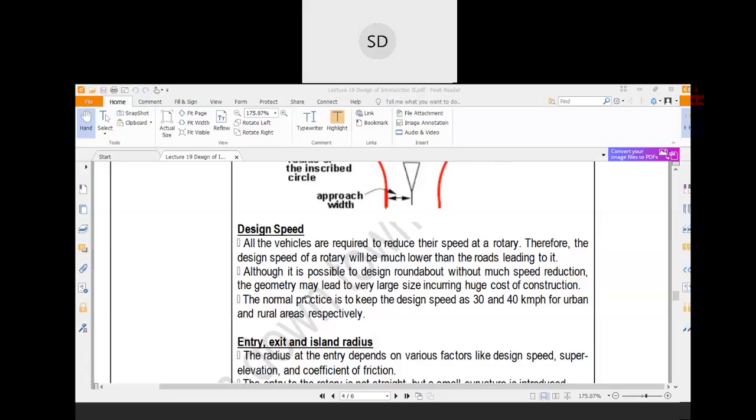Then the normal practice is to keep the design speed at 30 to 40 km per hour for urban and rural areas respectively in the rotary intersection. So your aim is to design the rotary intersection in such a way that the design speed at the rotary intersection should not exceed 30 km per hour in the urban area and 40 km per hour in the rural area.